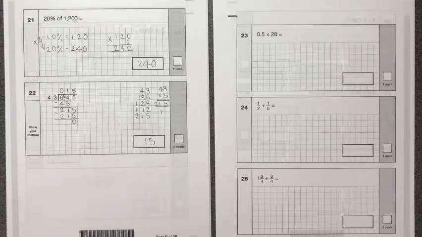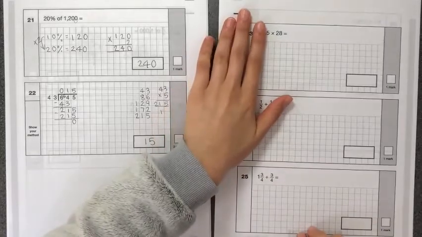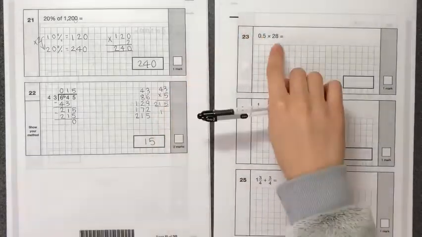Question 23. 0.5 times 28. What we can do to work this question out is to imagine that the decimal point isn't there. So to do 28 times by 5.